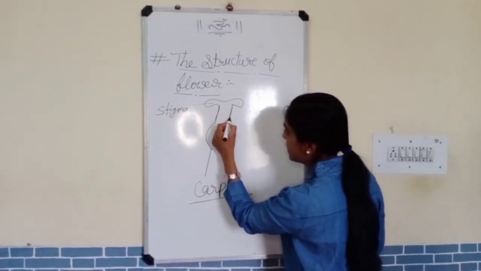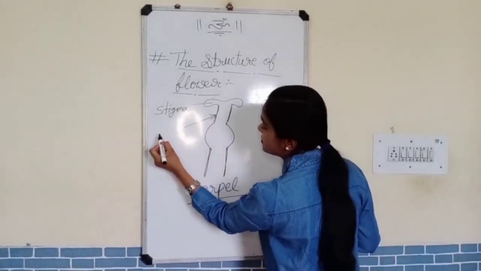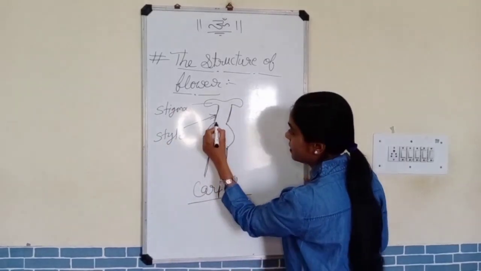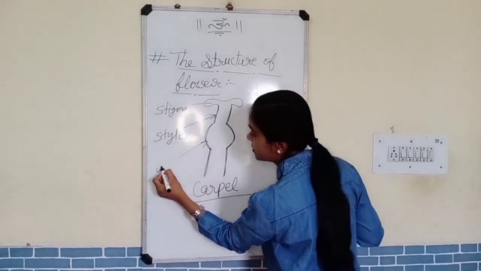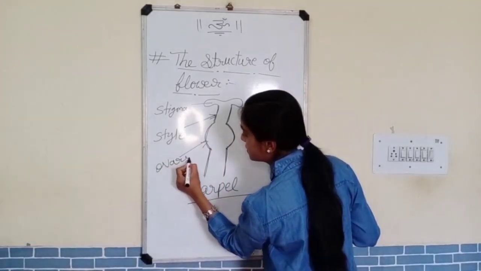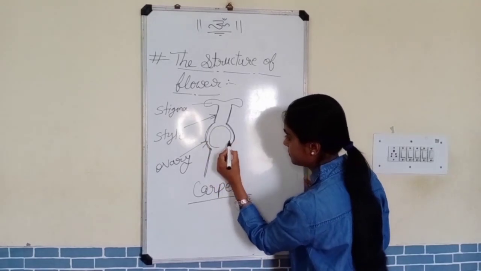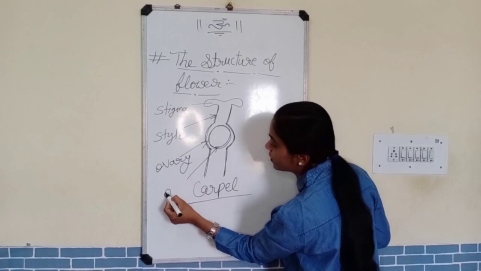The parallel lines we have drawn here, this is style. The round part of this is ovary. In the ovary, there is ovule.